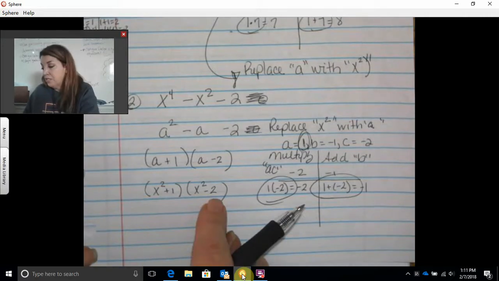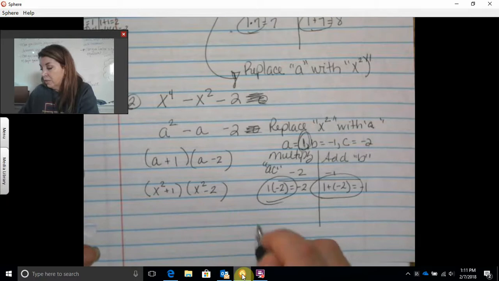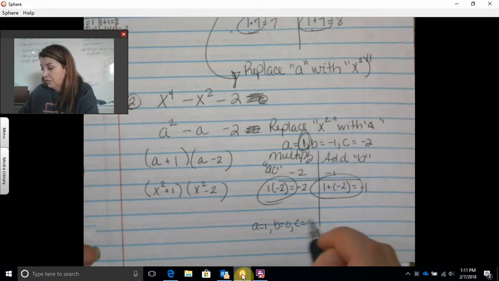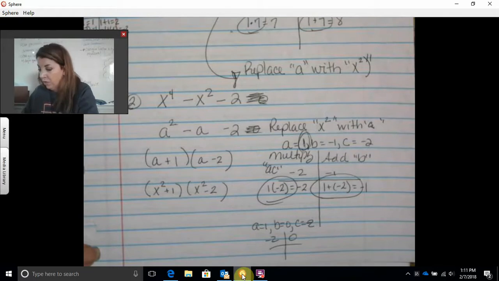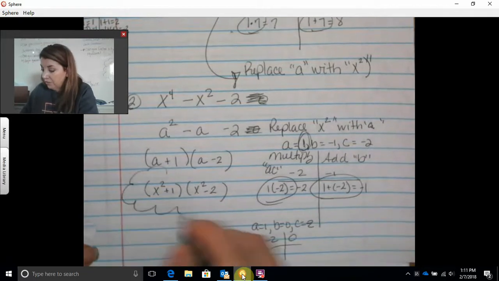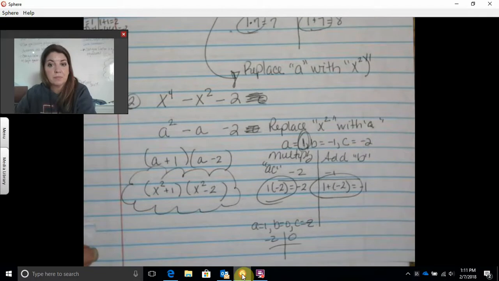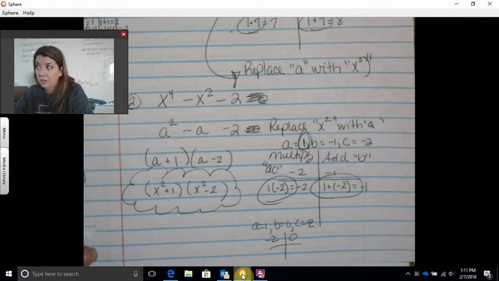How about x squared minus 2? A is 1, B is 0, C is negative 2. Two numbers that multiply to get negative 2 and add to get 0. Is that possible? No. If it was, we would need to factor further. Okay? So all I'm trying to show you is when you get a quadratic left in your parentheses, you need to double check and make sure you can't factor it any further. Because if you can, then you have to. Otherwise, it's not completely factored.